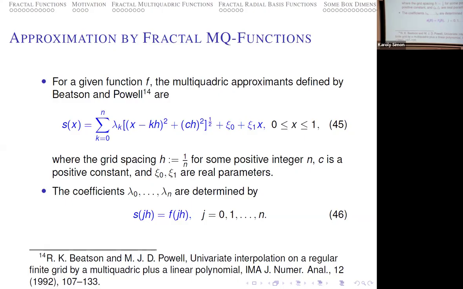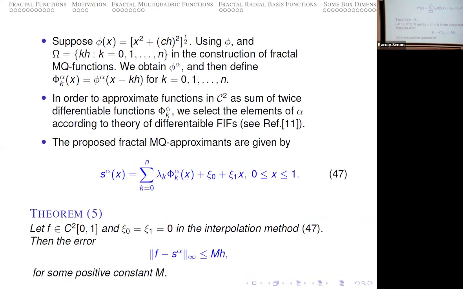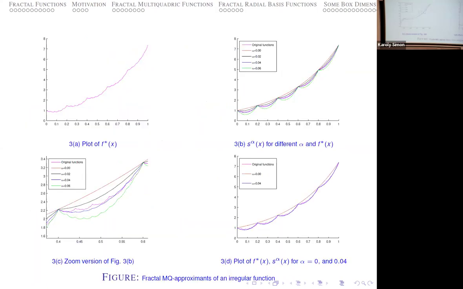It was given by Beatson and Powell. So here we modify this one. Instead of taking this function, we can go for the fractal perturbation of this one. So we propose this: you go for the fractal perturbation of this function, and then you take this approximation, and then you can get this error estimate, which is going to be less than or equal to M times h, where h is the maximum of your grid distance. So here we have given some application, with this being the function which we are going to approximate by the fractal radial basis function.